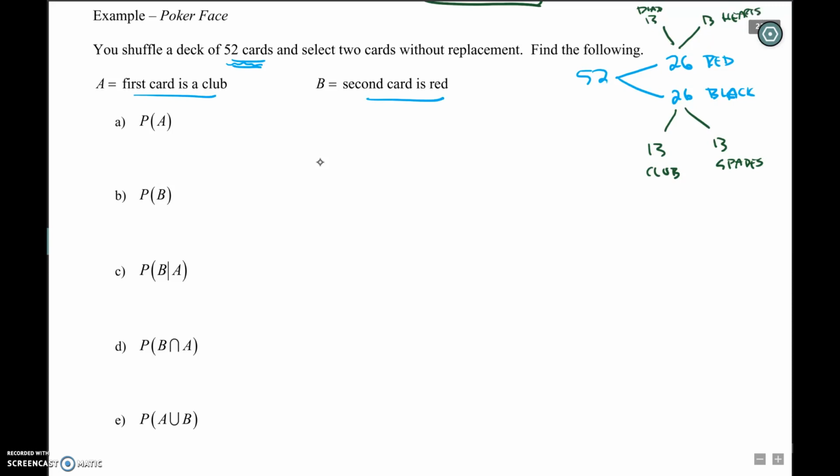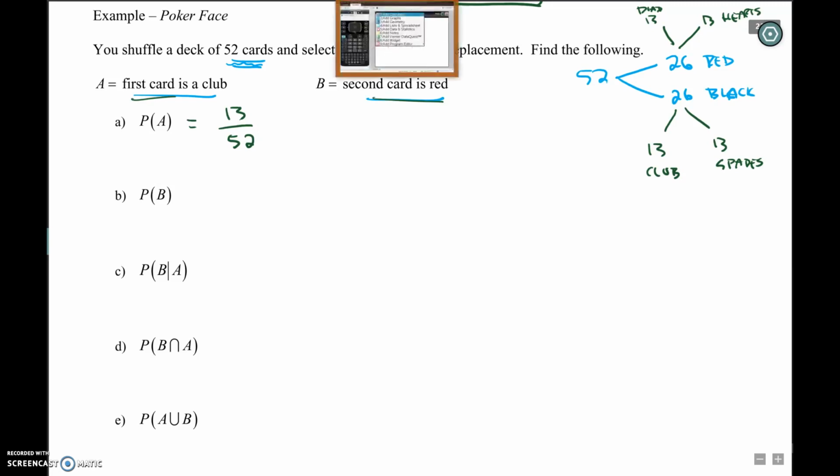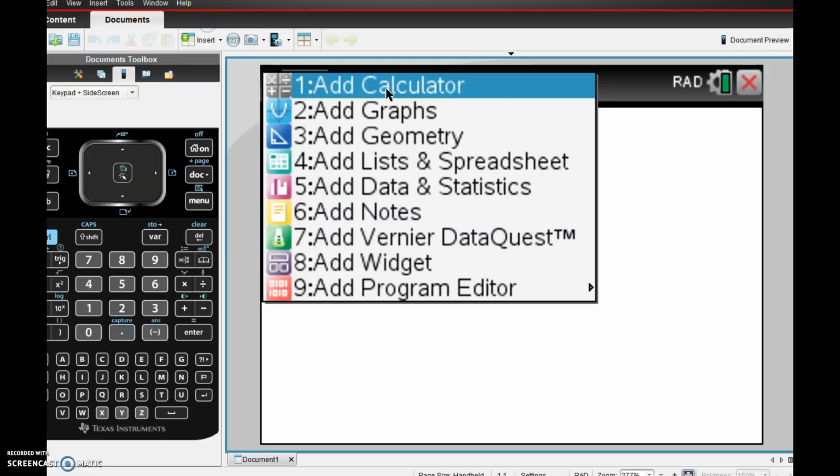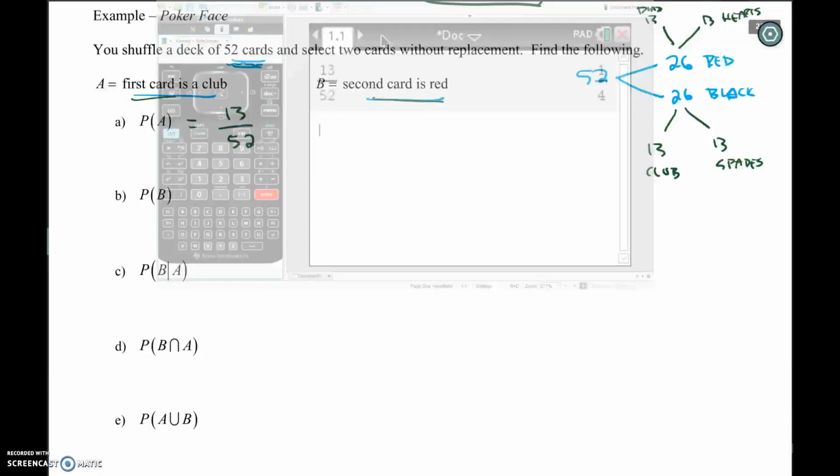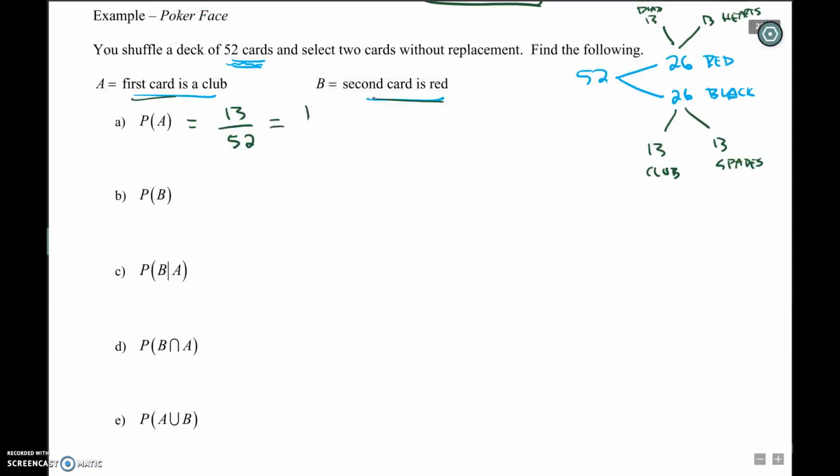So the first card is a club, the second card is red. So what's the probability that the first card is a club? Well, there's 13 clubs out of a total of 52 cards. I don't really want to reduce all of these, but I guess I probably should because I expect you guys to. It's going to be 1/4 because there's 4 suits, so 1/4.